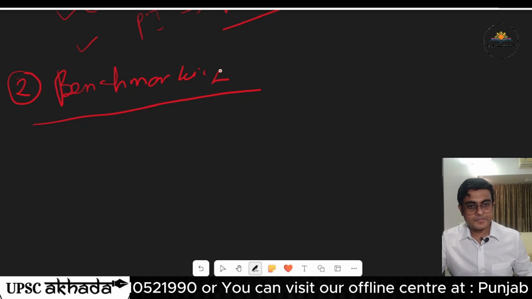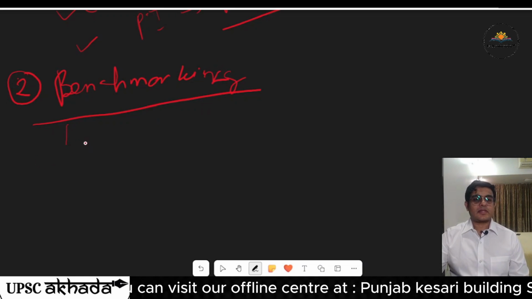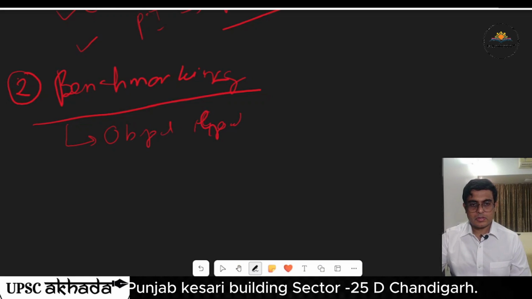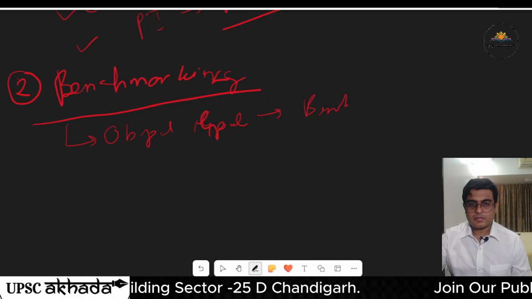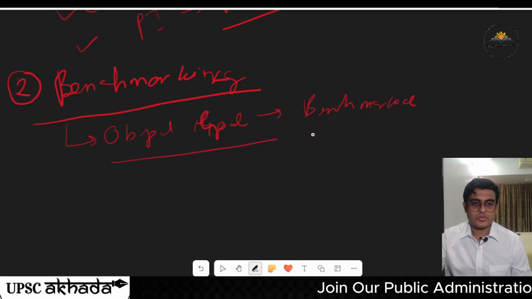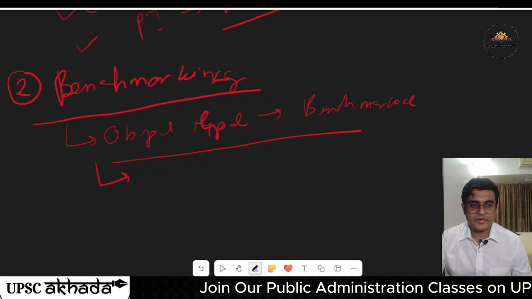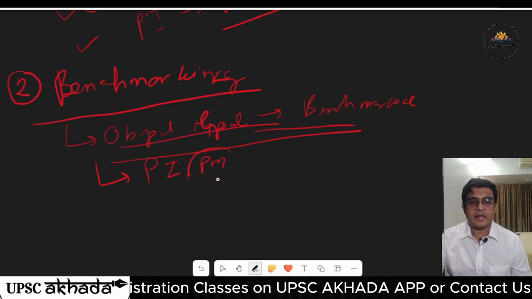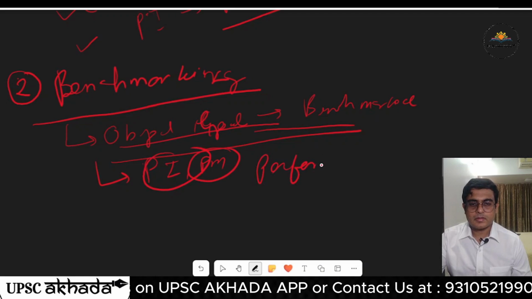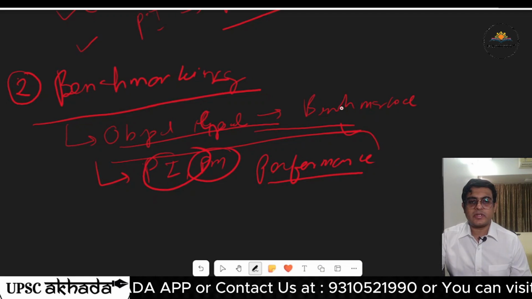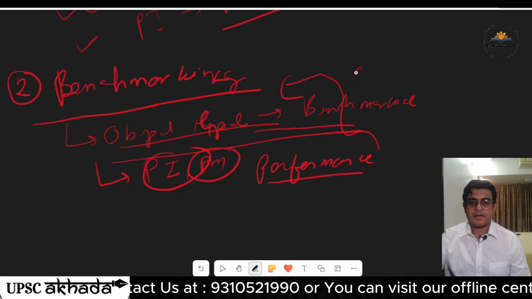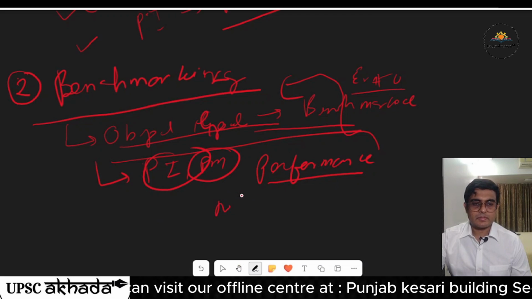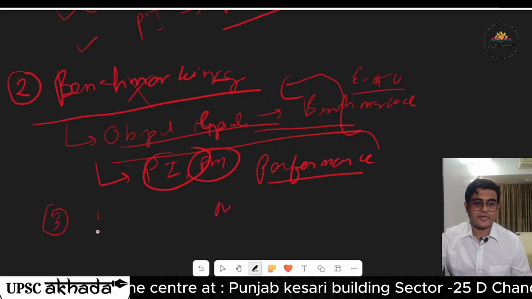There should be benchmarking. Every objective and goal should be benchmarked, that is, you have to identify what should be the benchmark for achieving these goals. There should be performance indicators and performance measurement, and the performance of the people working in the organization should be evaluated with respect to these benchmarks. Evaluation should be done. Those who are not able to meet the benchmark should be disincentivized.